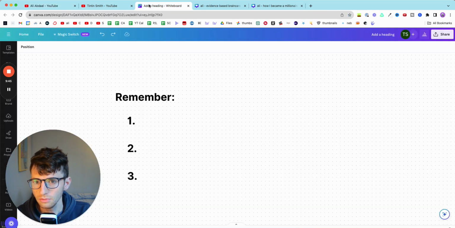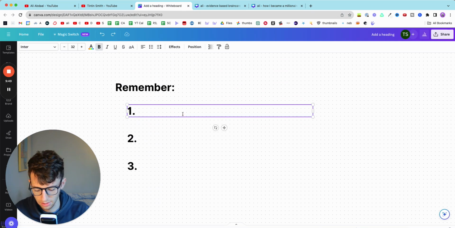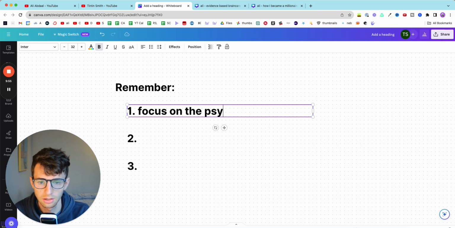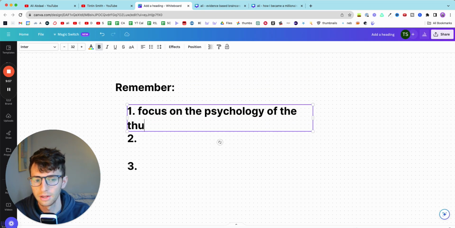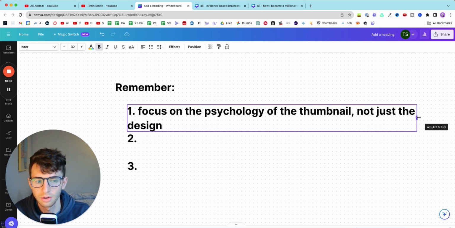So, three things to remember. The first thing is to focus on the psychology of the thumbnail, not just the design. Okay, so that is really, really important.